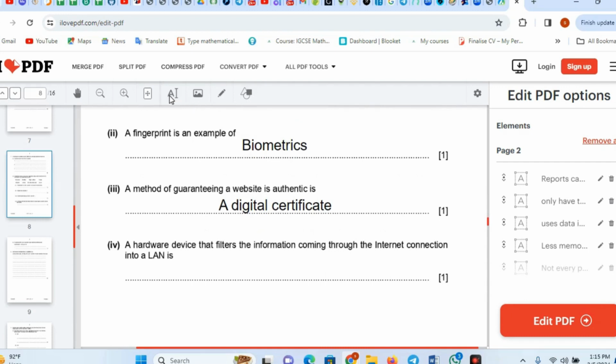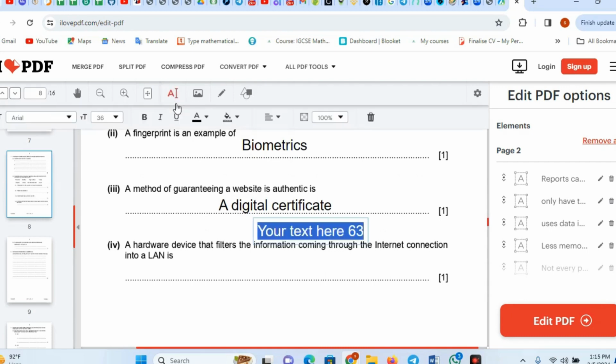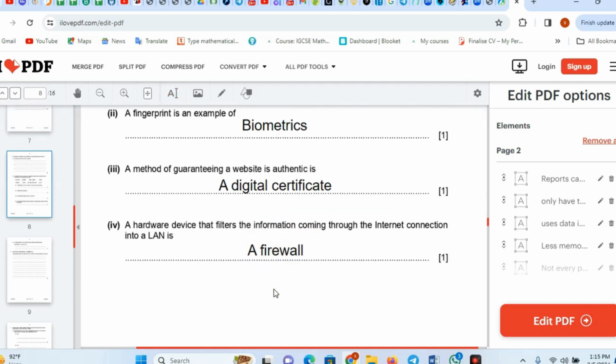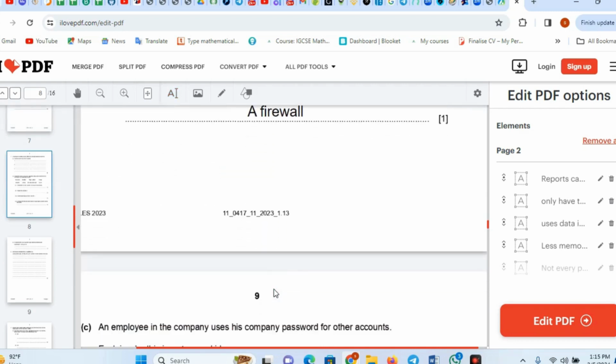You know, a firewall will protect your computer. It will filter what is coming inside your computer. So that's the answer. A firewall. A firewall is the correct answer. Do we get that? All right. Let's proceed.